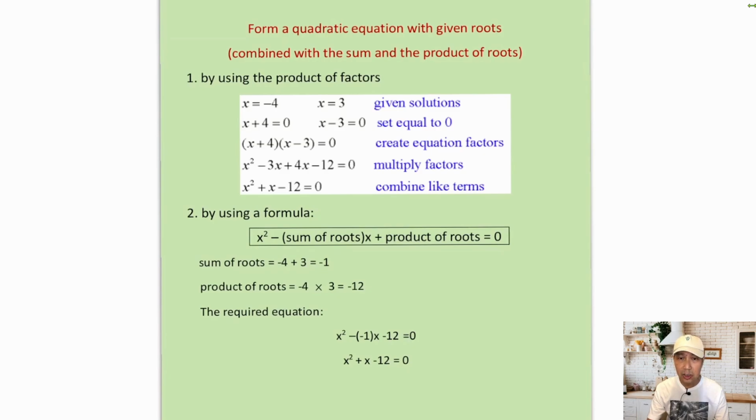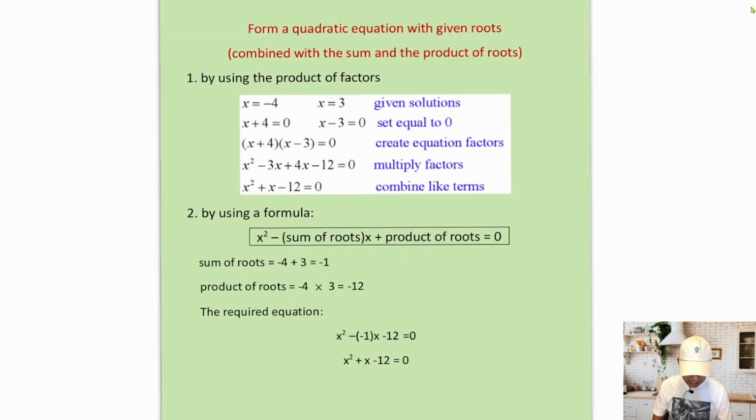We covered these topics a few episodes ago, but this time the problems will be a bit more complex as they will involve the sum and the product of roots. We have discussed the first two parts actually. Perhaps we take a minute to review them. There are two ways to form a quadratic equation with given roots.